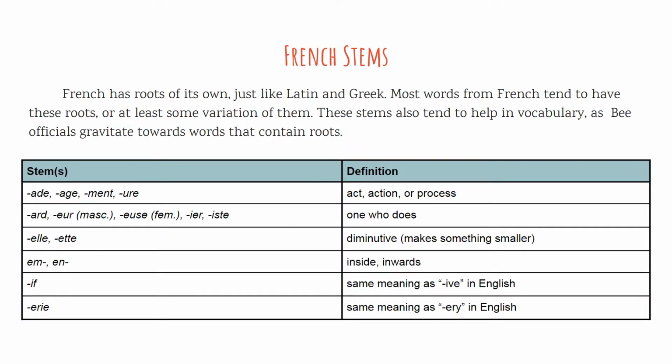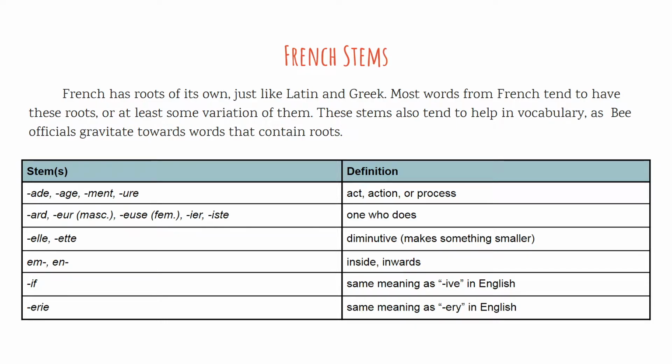First of all, let's talk about French stems. French has roots of its own, just like Latin and Greek, and most words from French tend to have these roots, or at least some variation of them. These stems also tend to help with vocabulary, since bee officials tend to gravitate towards words that contain roots. There are a few stems listed here, and I'm going to be going through them one by one.